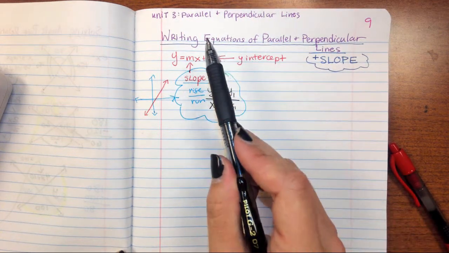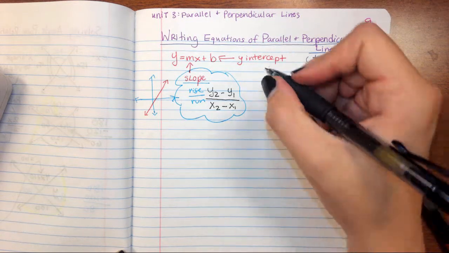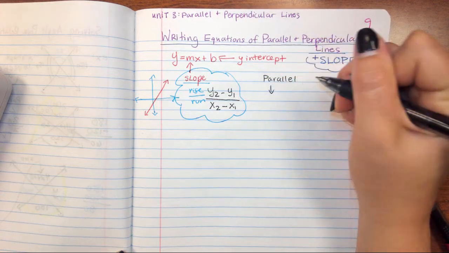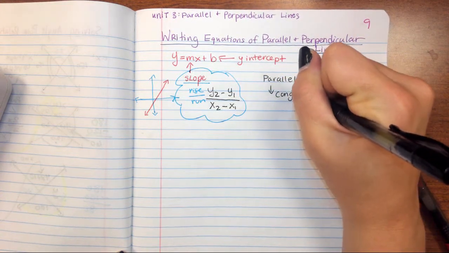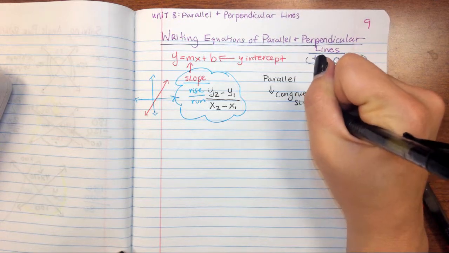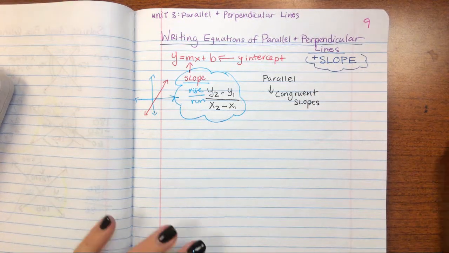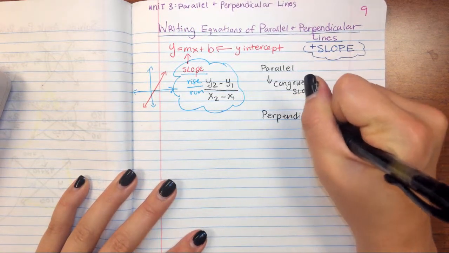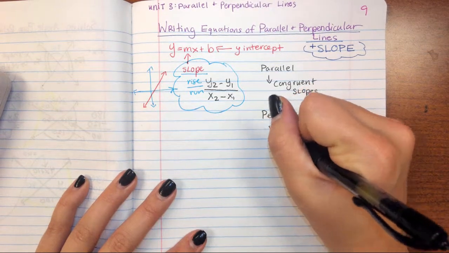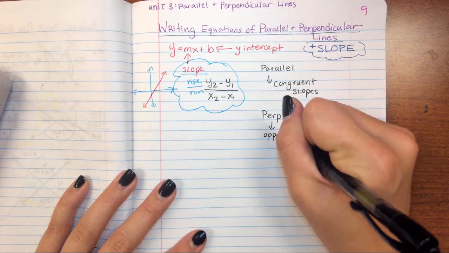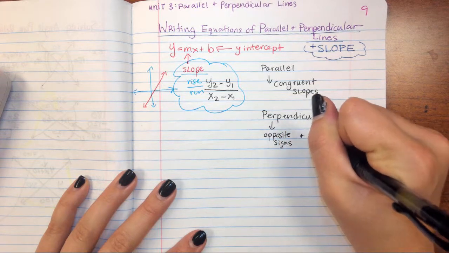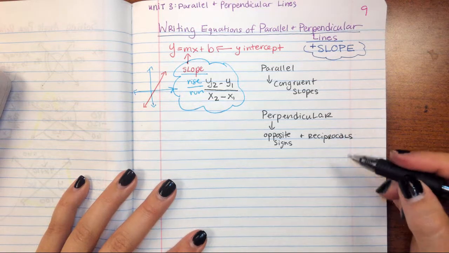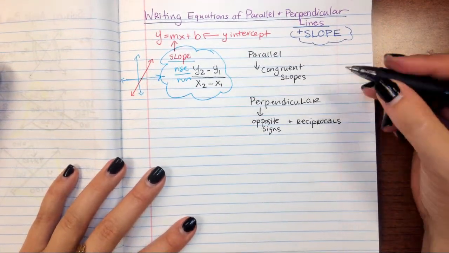All right. So when we're writing equations of lines, it's important to remember that parallel lines have the same slope. So we're going to say congruent slopes. Perpendicular does not. Perpendicular lines have opposite and flipped slopes. So they're going to have opposite signs and they're going to be reciprocals of each other, which basically means you flip the number over. So I'll give you an example of both of these.